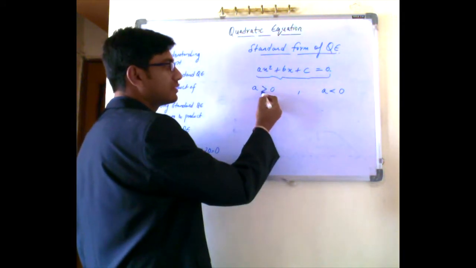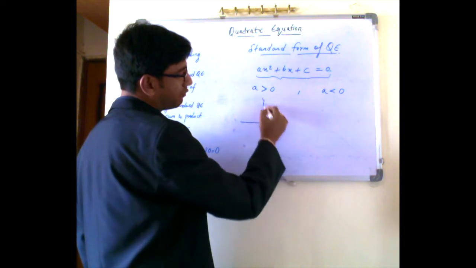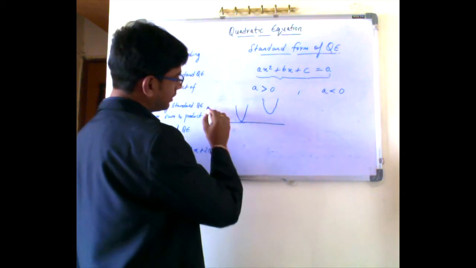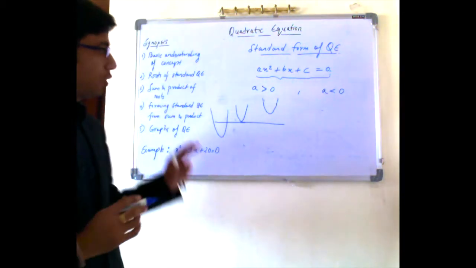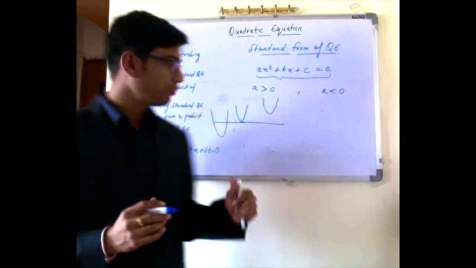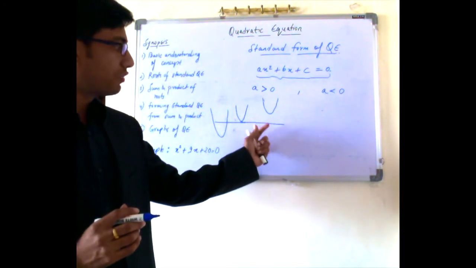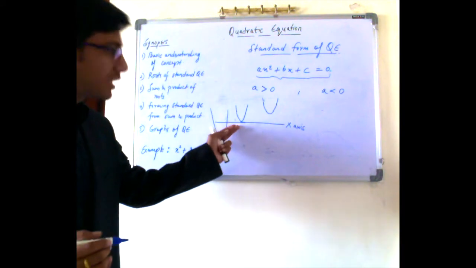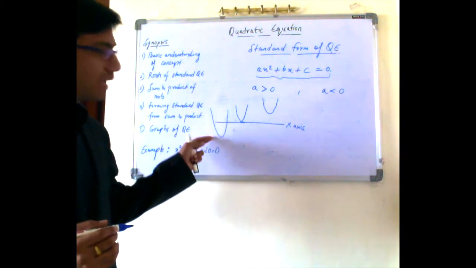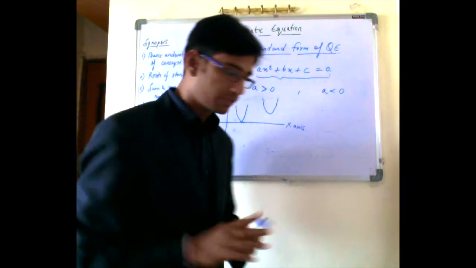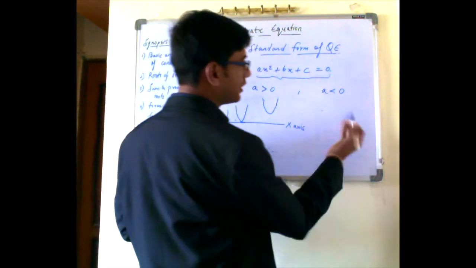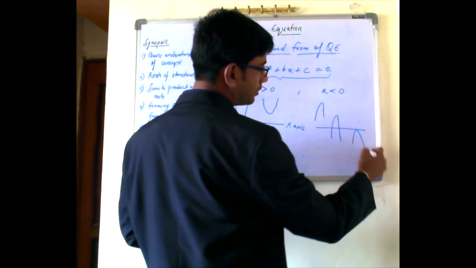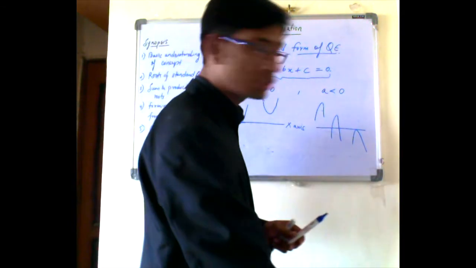If a is greater than 0, my parabola would be upward opening. It can be like this, it can be like this, or it can be like this. Okay, so there can be only three categories of parabolas here. If a is greater than 0, I may have a parabola which is not touching my x-axis. Okay, it may touch the x-axis or it may cut the x-axis at 2 points. So these are the only three categories. So we'll understand how this is. Similarly, if a is less than 0, my parabolas could be like this, okay, like this, or like this. Okay, these can only be the three categories of parabolas for a less than 0.